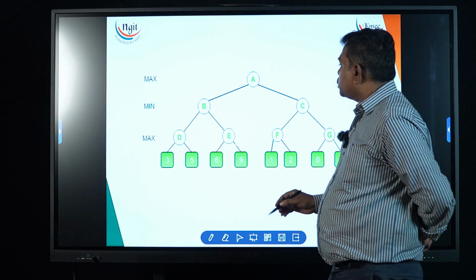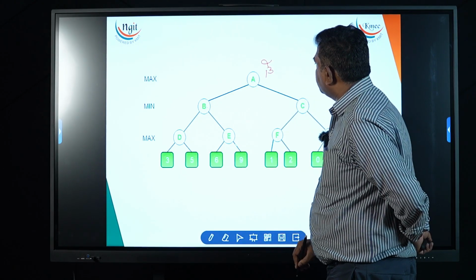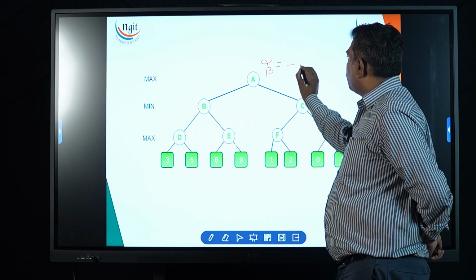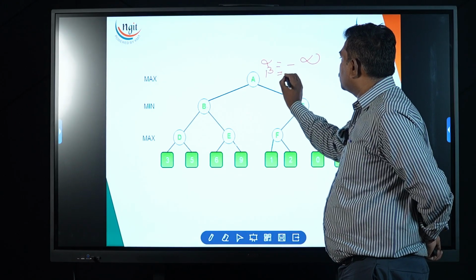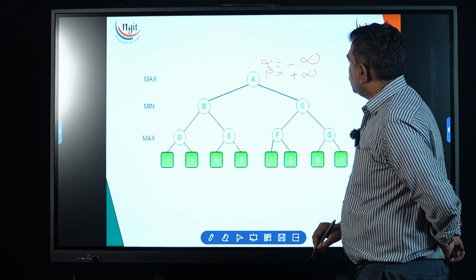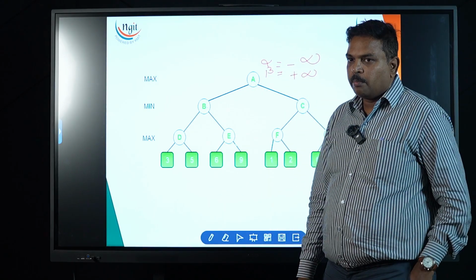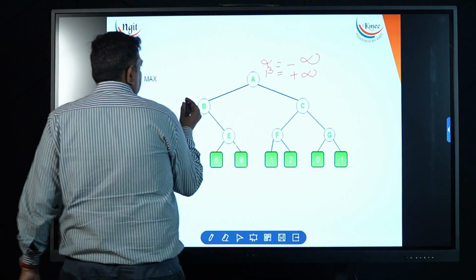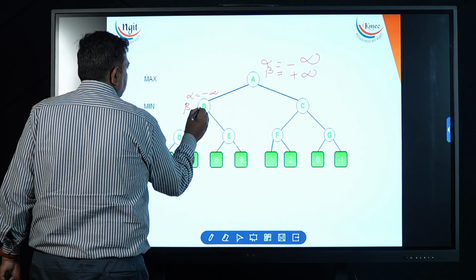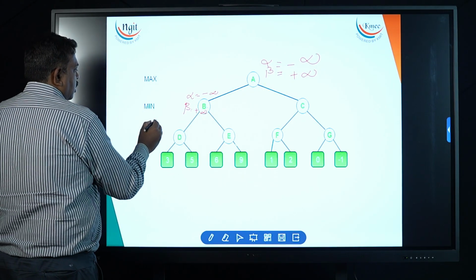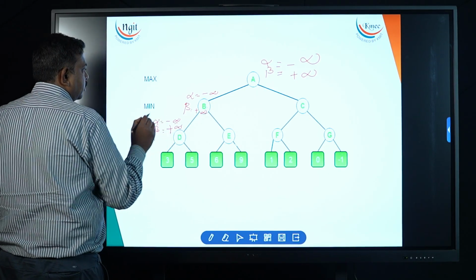We take two values, alpha and beta. Alpha is set to minus infinity and beta is set to plus infinity. Alpha is modified by the max player, beta is modified by the min player. So here also, initially, alpha is equal to minus infinity, beta is equal to plus infinity.